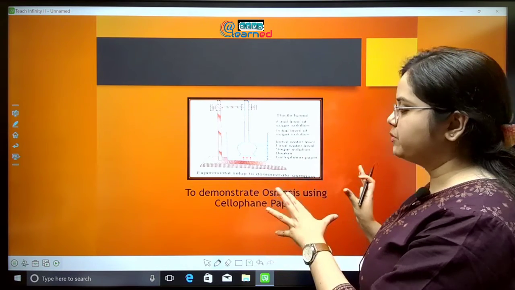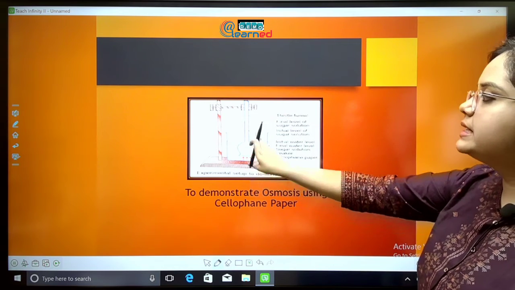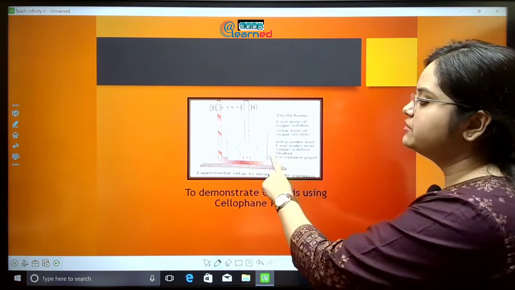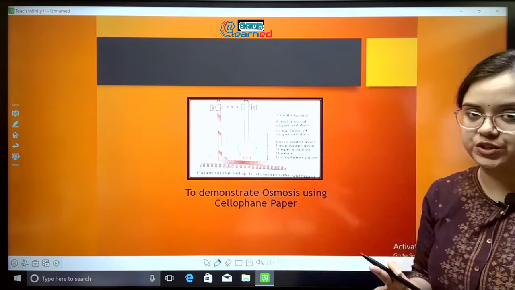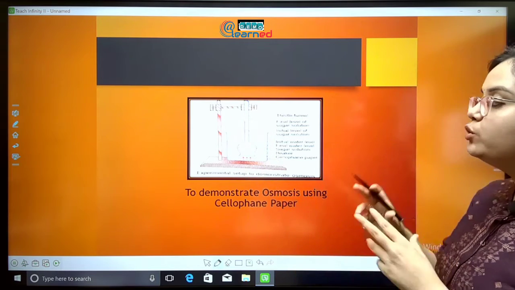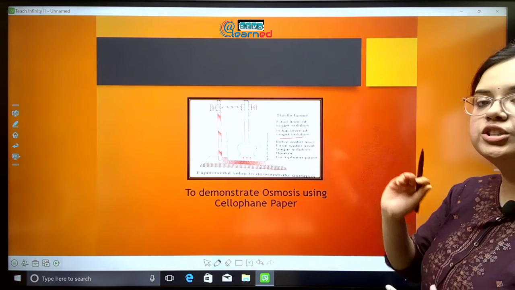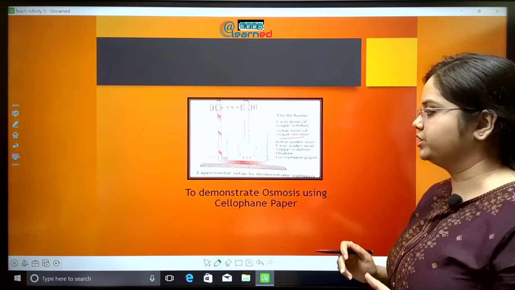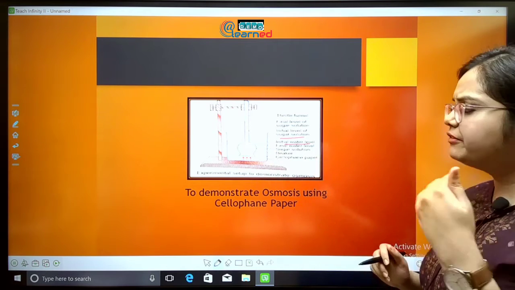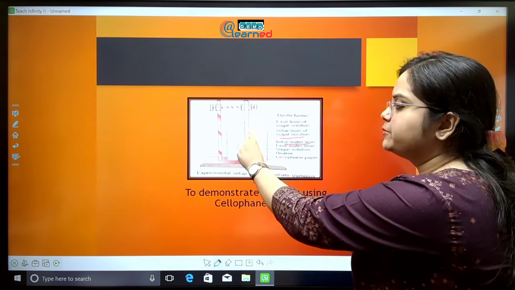This is a laboratory demonstration. What they have done, they have taken a thistle funnel, they have filled it up with 25% sugar solution, and they have immersed this thistle funnel in a beaker containing water. You fix it up and note the initial level of sugar solution. The initial level of sugar solution has been noted, and the initial water level, which is high up, after a point of time, okay, I have spoken about the thistle funnel filled up with sugar solution.